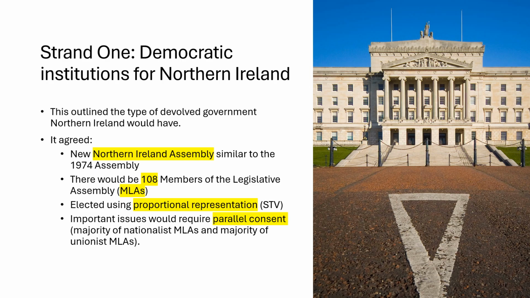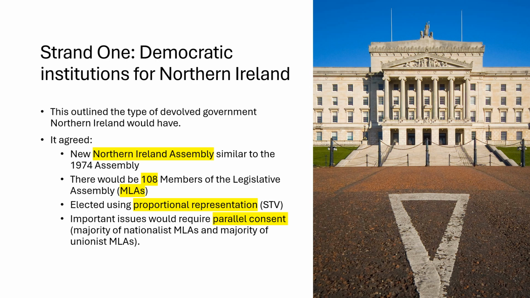Down at the bottom you can see it says important issues would require something called parallel consent. And if you think of parallel lines like you'll see in maths, it's two lines that run alongside each other. And that's why they've taken that word. Parallel consent means on really important issues, you must have a majority of nationalist MLAs agreeing to it, voting yes, and a majority of unionist MLAs agreeing to it, voting yes.